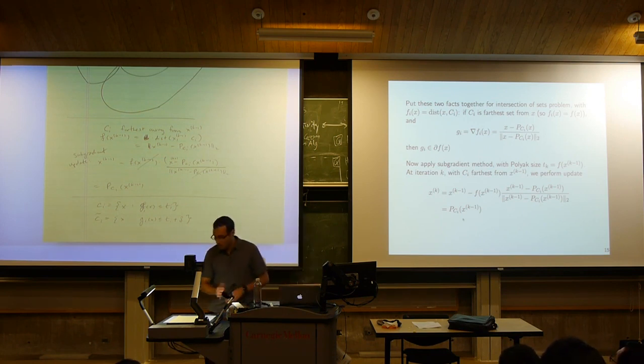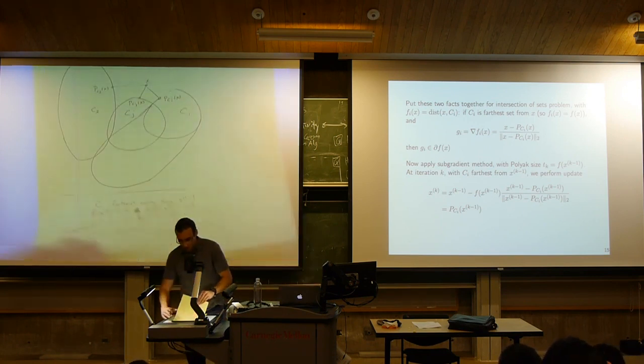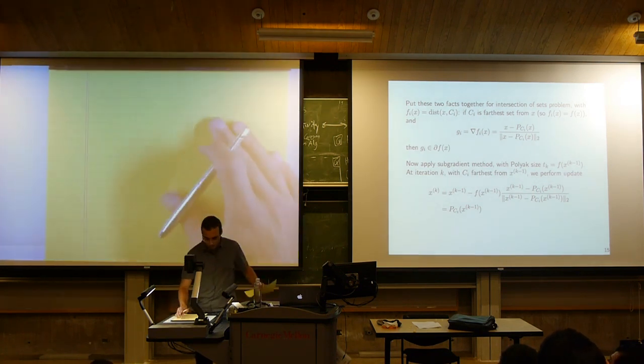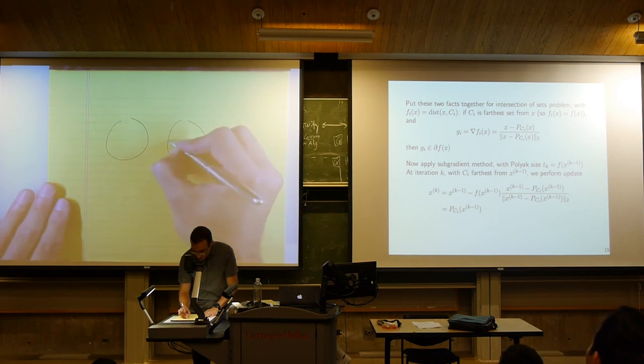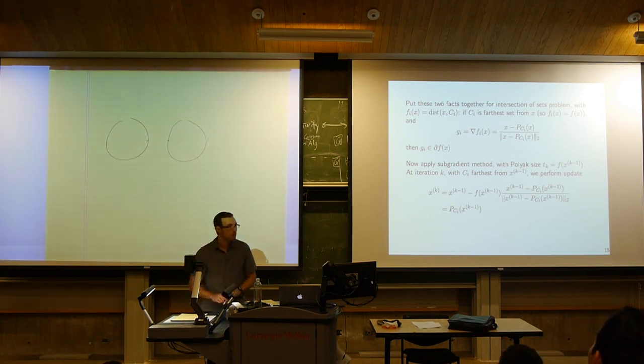Okay, so here's a perhaps obvious example, right? Something like this, I would just alternately project between these two sets back and forth.